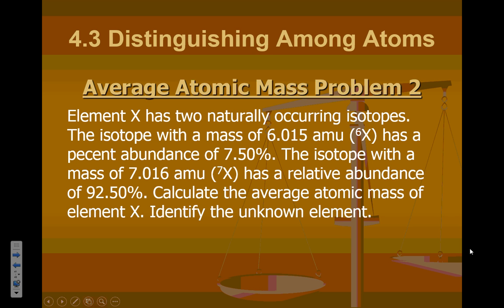It has two naturally occurring isotopes. An isotope that we're going to mark as X6 that weighs 6.015 atomic mass units with a percent abundance of 7.50. And the other isotope weighs 7.016, and it has a relative abundance of a whopping 92.50%. So that tells me my final average should be closer to 7 than to 6, because that isotope at 92.5% is going to contribute significantly more to the average.